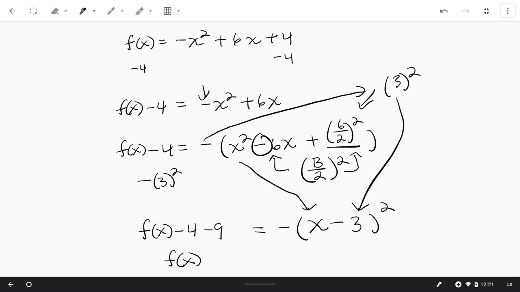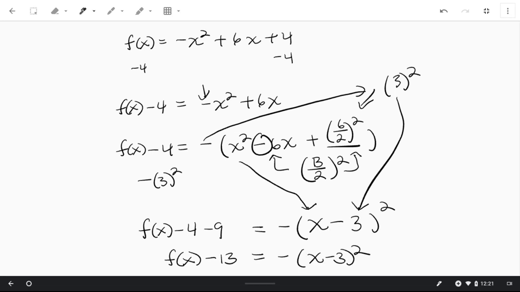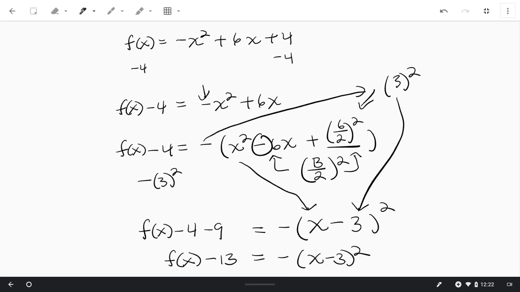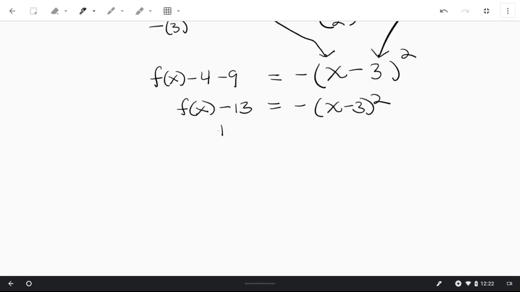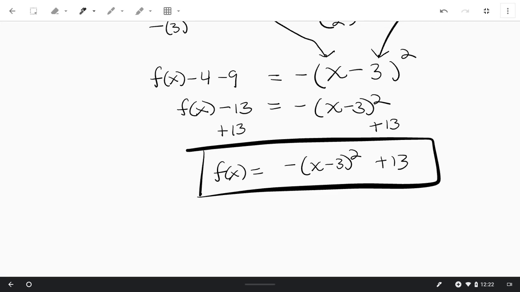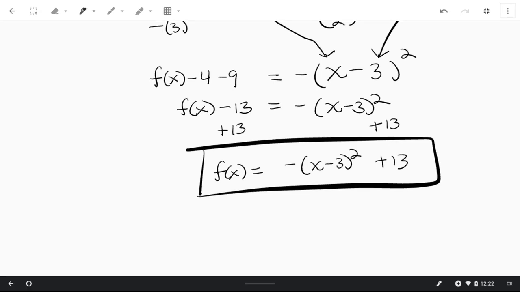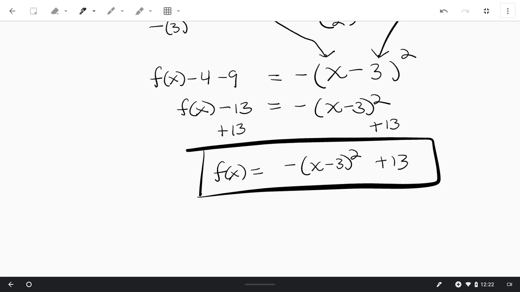We're not quite done. So now that we finished the right-hand side, we can go ahead and bring that 13 back. So let's go ahead and bring this back to the right-hand side. So we get f of x equals negative x minus 3 squared plus 13. So this here would be the exact same function rewritten in vertex form or standard form. Okay, so again, if you were a little bit lost with completing the square, then watch my next video on how to complete the square.